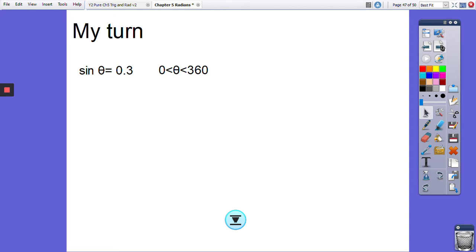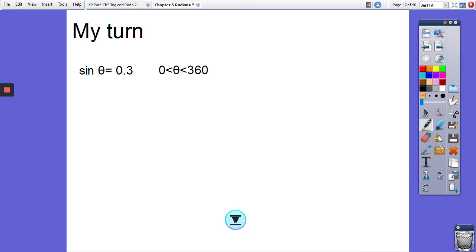So without further ado, let's get on and solve sine theta equals 0.3, where theta is between 0 and 360. So the book does this differently. The book uses the cast diagram way. We don't like the cast diagram way. We never use that. We don't speak about the cast diagram way. We do all of our questions when we're doing this using the graph. So let's get on and do it, and sketch a graph.